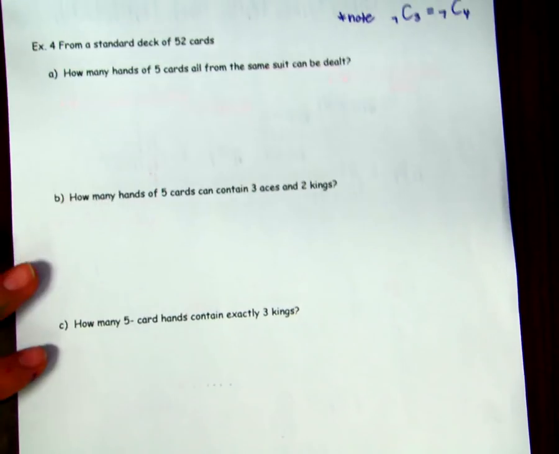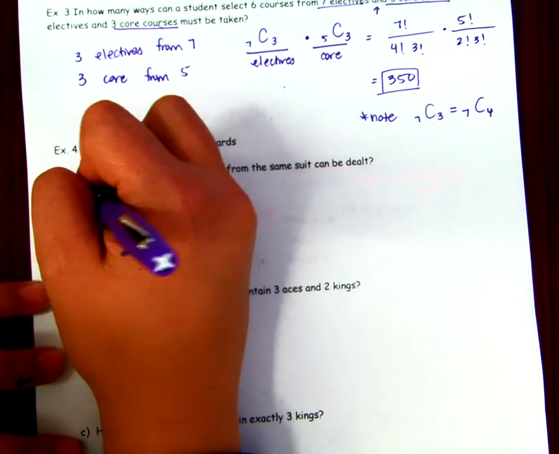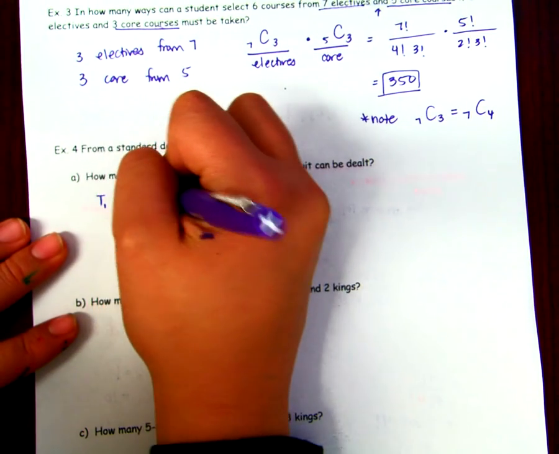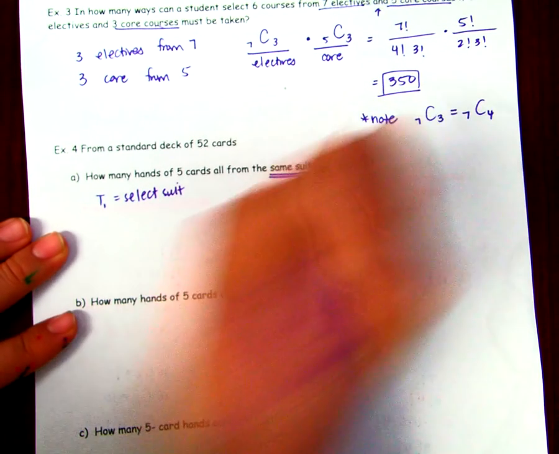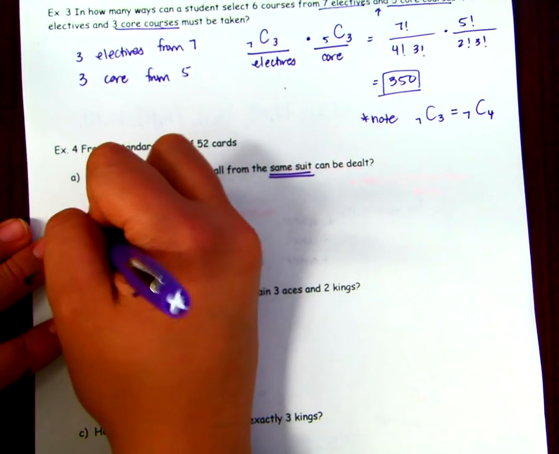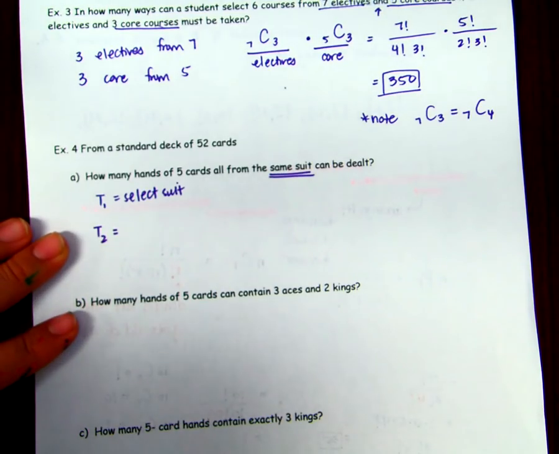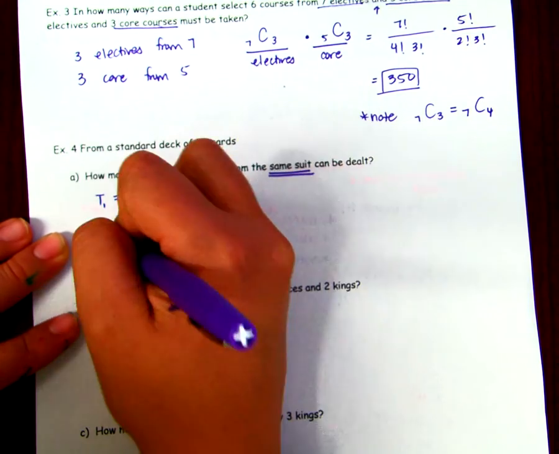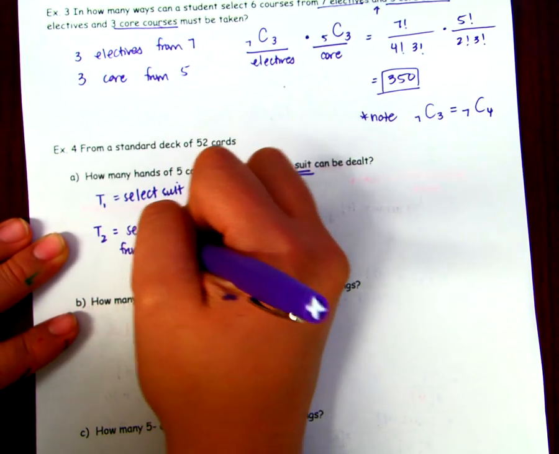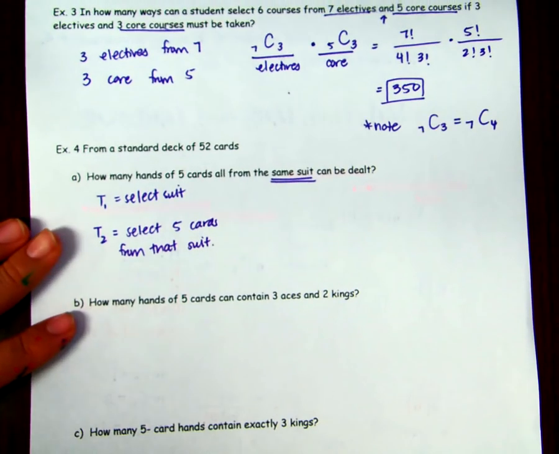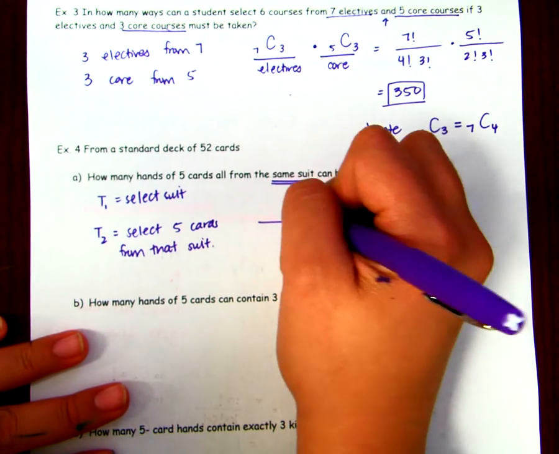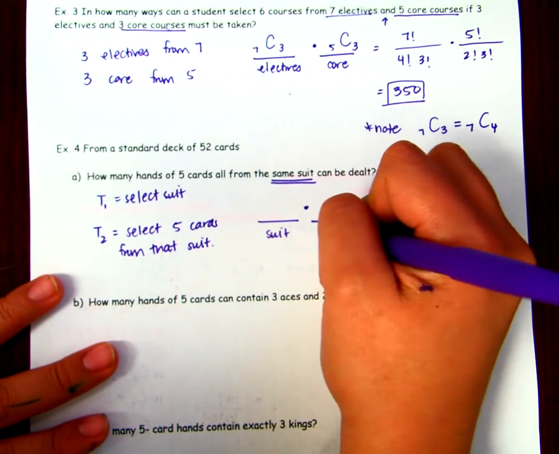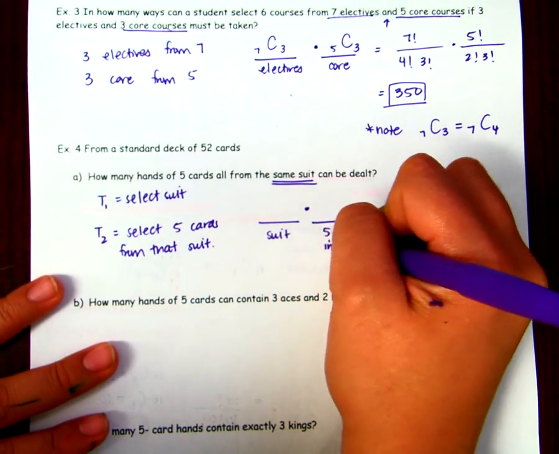So let's write that down. You have 2 things to do. Task number 1: select the suit. We need to make sure that they are from the same suit. Once I have a suit, then in that suit, I need to select 5 cards from the suit you just picked. So I need to select the suit, and I need to select 5 cards in that suit.